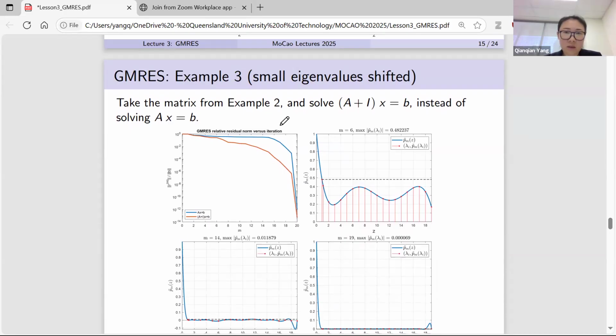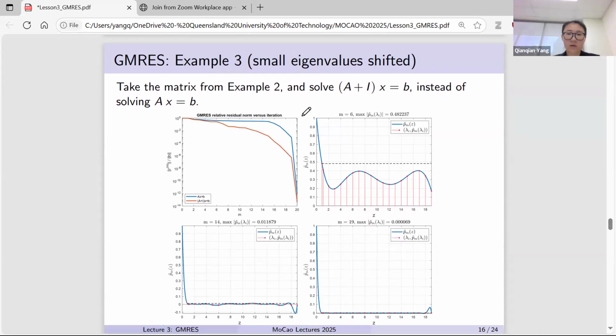All right. So you see again, blue curve is my original problem that Ax equals b, and this time my red curve on the convergence is a bit better. It looks a bit better than the original problem. Let's see what's going on this time.